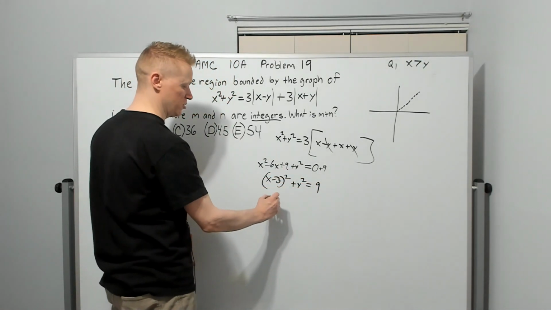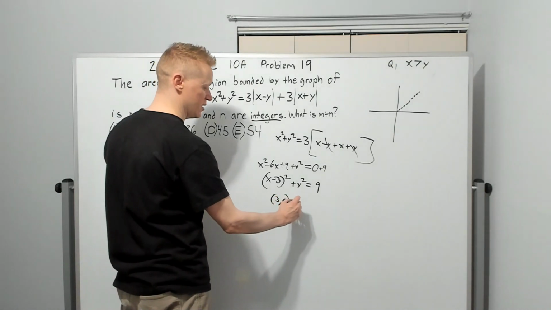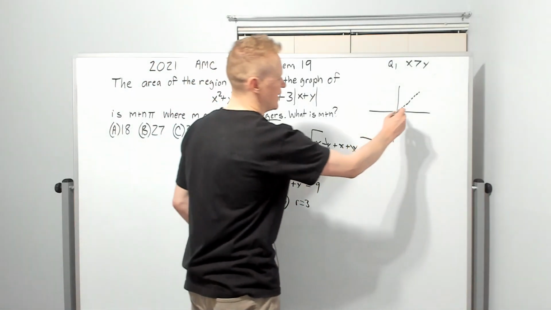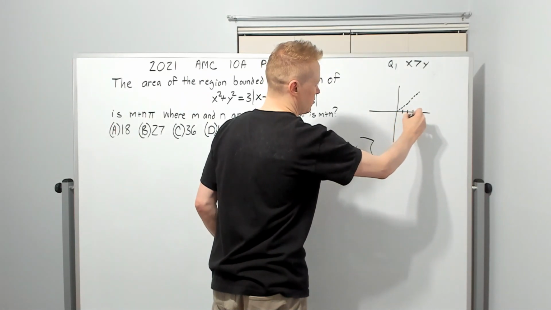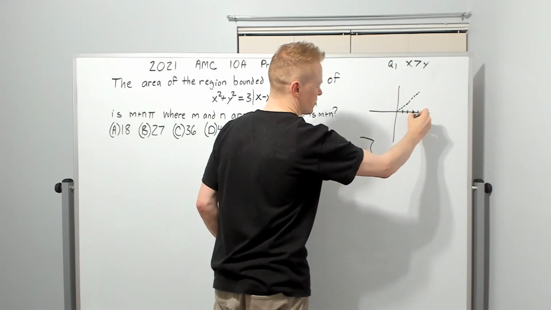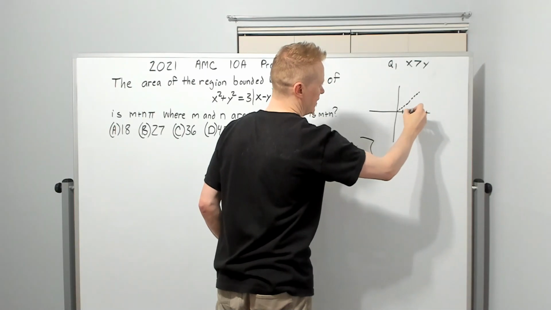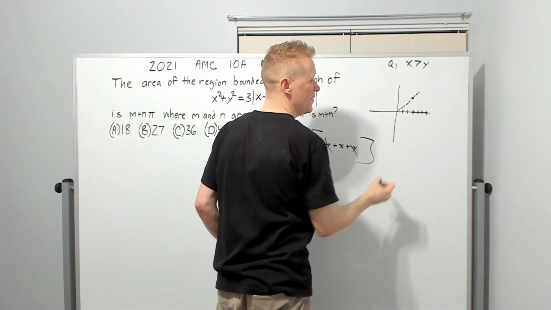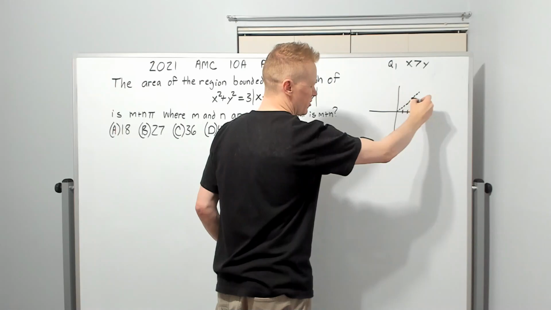This is a circle with center at (3, 0) and radius 3. Let's get it started. 1, 2, 3. Here we are, radius 3. 1, 2, 3. We'll go here. 1, 2, 3 is actually on this line, and there's a quarter circle there.